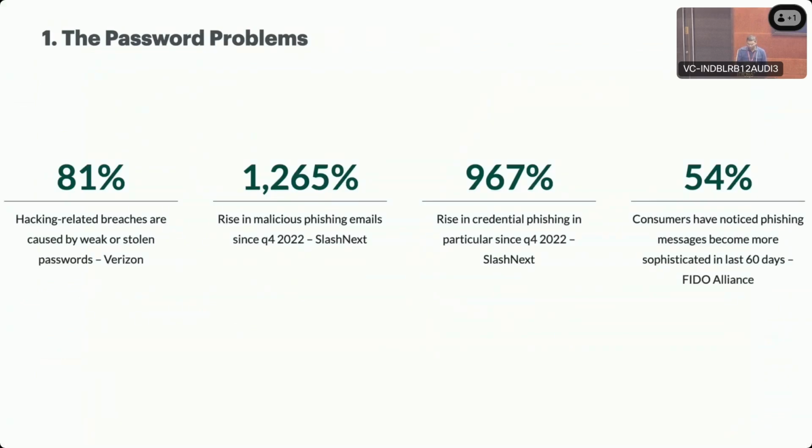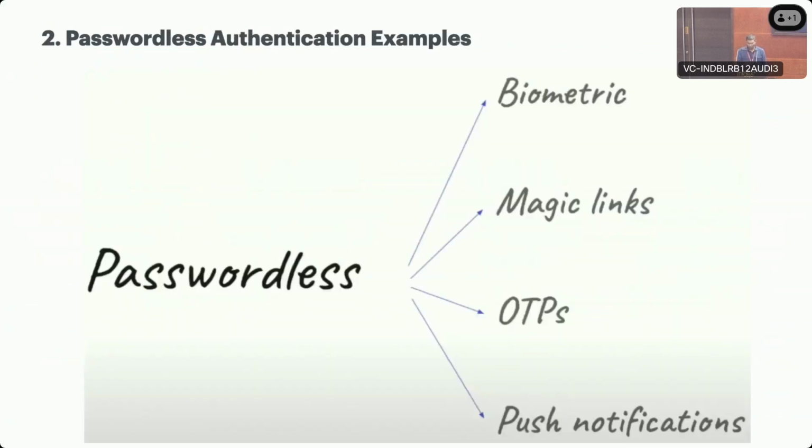Okay, so these are the problems with the passwords. Now we need to get rid of the passwords. We have to go passwordless now. There are some techniques available for doing passwordless authentication. We have biometrics, like fingerprint scanners, Face ID, Touch ID. Maybe DNA will come in the future, and you can authenticate with that. The problem is you are giving your biometrics to them, so it's not safe.